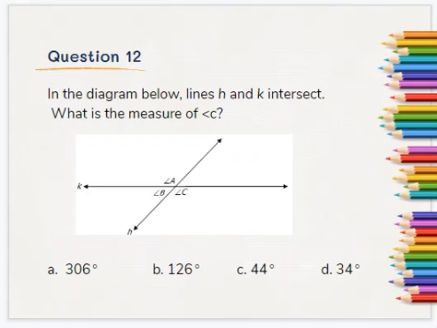Question 12. In the diagram below, lines H and K intersect. We need to figure out what is the measurement of angle C. So given H and K intersect, what will be the angle measurement of angle C? Is it choice A, 306 degrees, choice B, 126 degrees, choice C, 44 degrees, or choice D, 34 degrees?